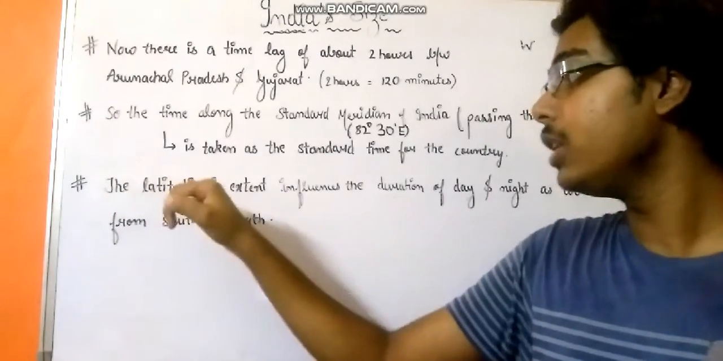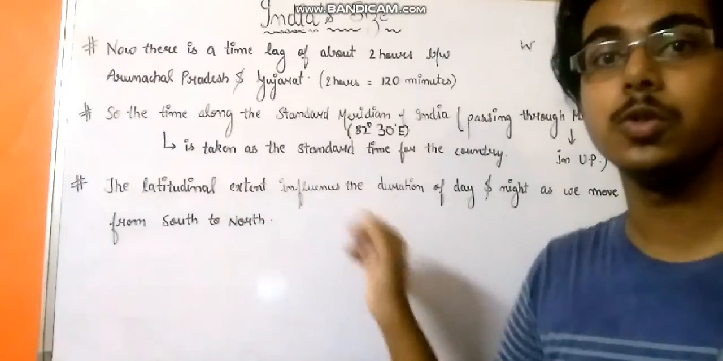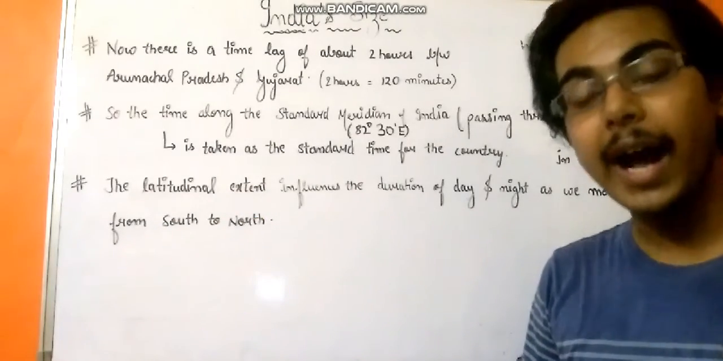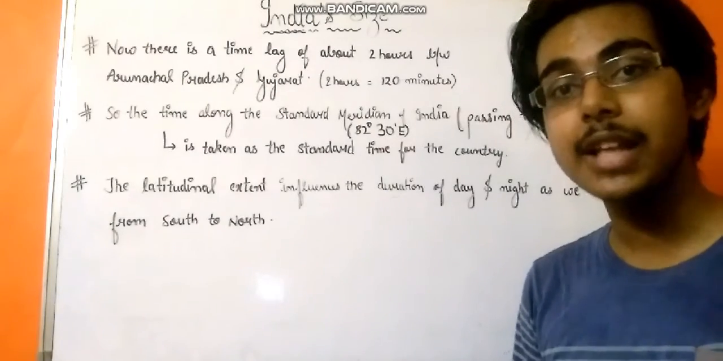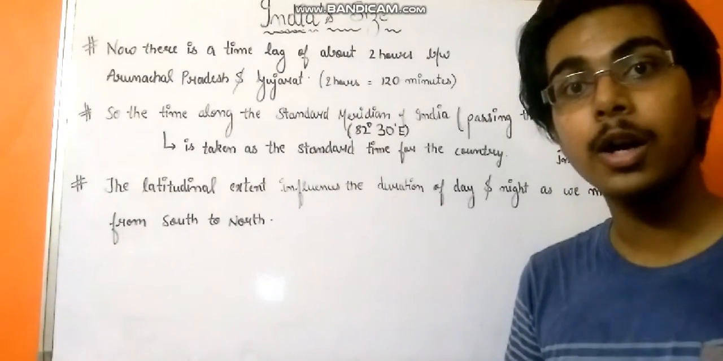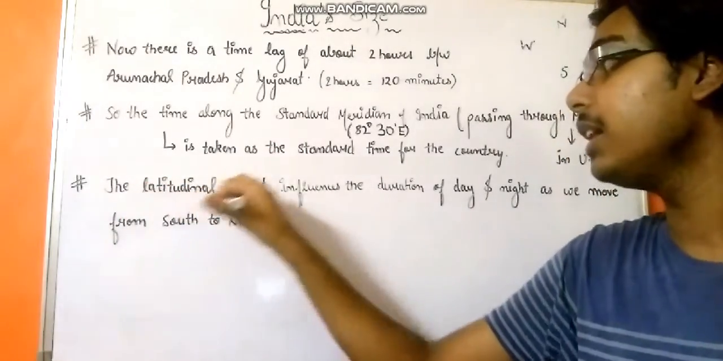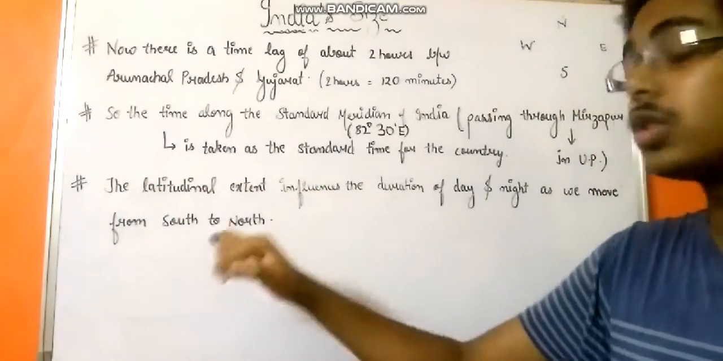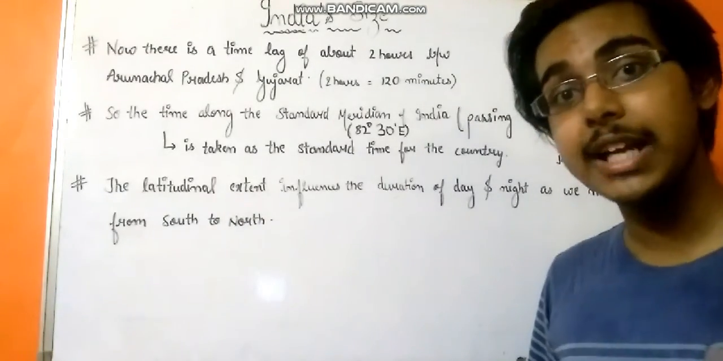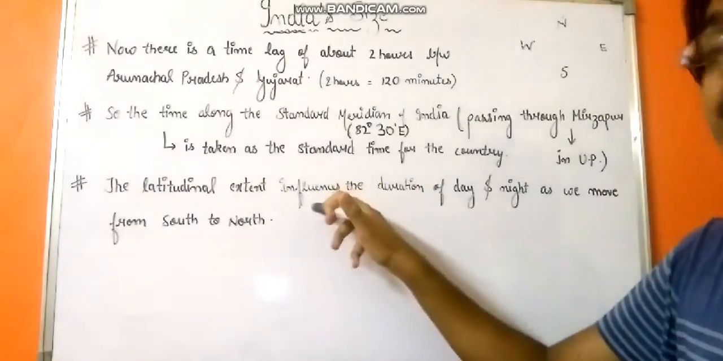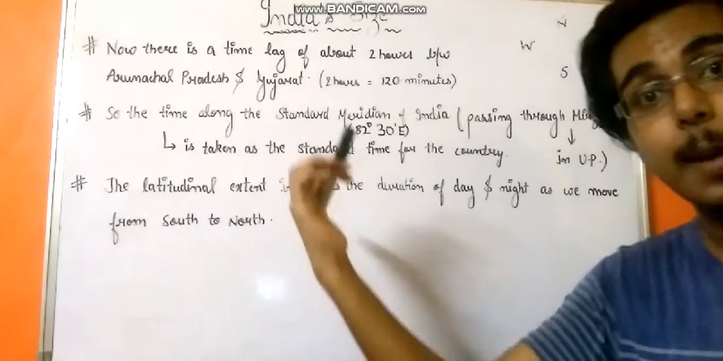Now the latitudinal extent influences the duration of night as you move from south to north. Latitude actually influences the duration of day and night. You would have seen that in some states the days are longer, in some states the nights are longer. This is because of the latitudinal extent. So as we go from south to north, that is when we come from the southern states to the northern states, we see that there is a difference between the duration of day and night. Now you can pause the video and please note it down.